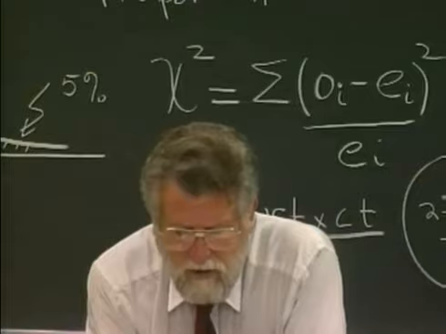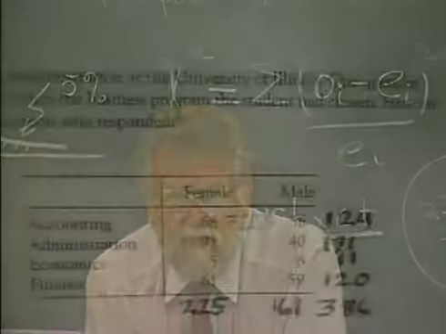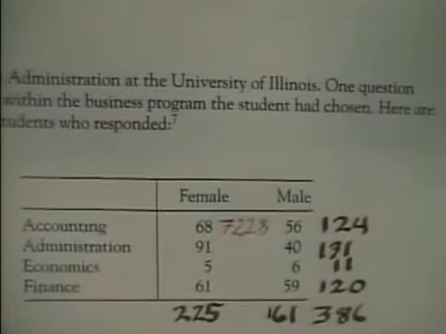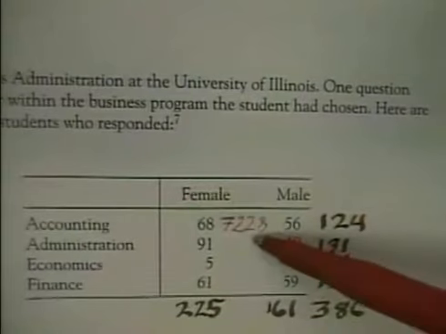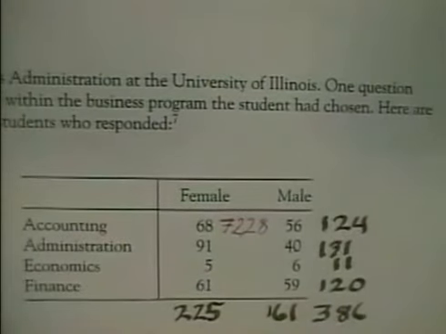Now, once you have that 72, can you get the number of males for expected value? Coming back to the data, how do you find that? Easily. Take the 124, subtract the 72.28, and that will give you the expected value, correct?